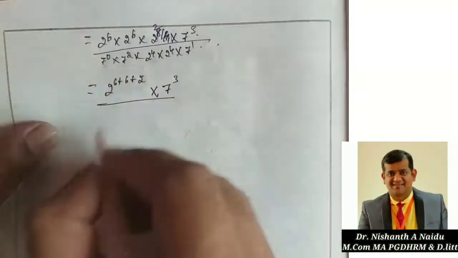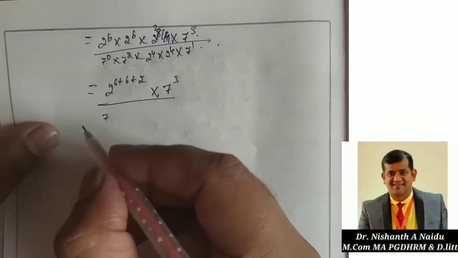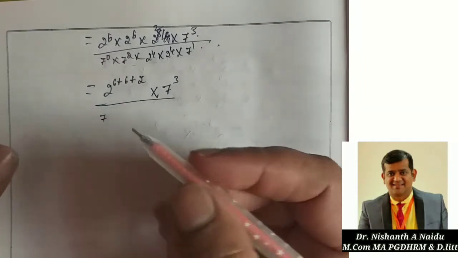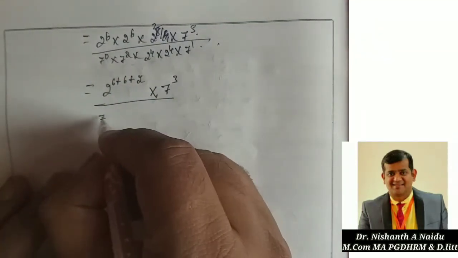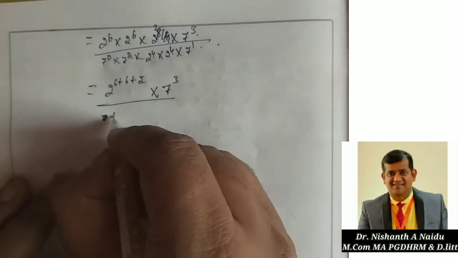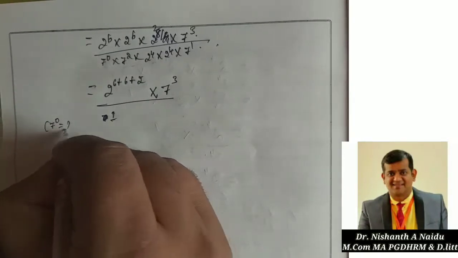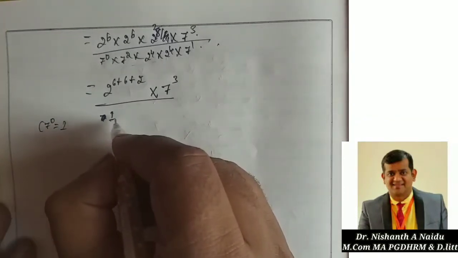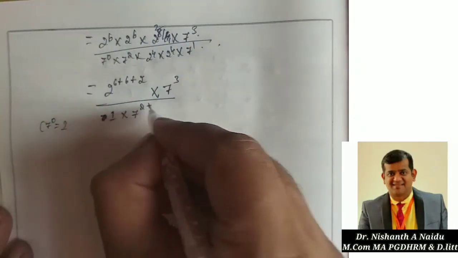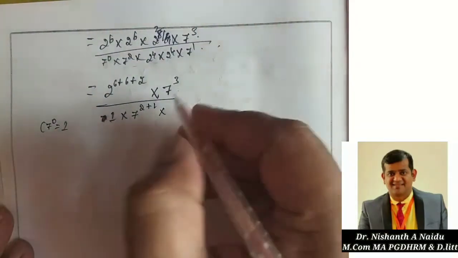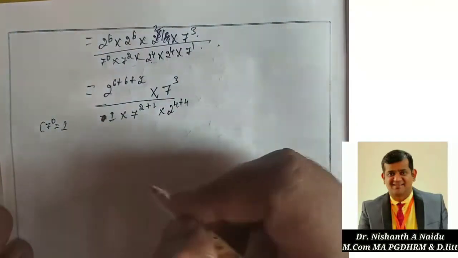Next, divided by, so 7 is common. Let us take 7 to the power 0. That is 7 to the power 0, which is nothing but 1. Okay. So why I have taken 7 to the power 0 is that it is always equal to 1. Okay. 1 into 7 to the power 2 plus 1 into 2 to the power 4 plus 4.